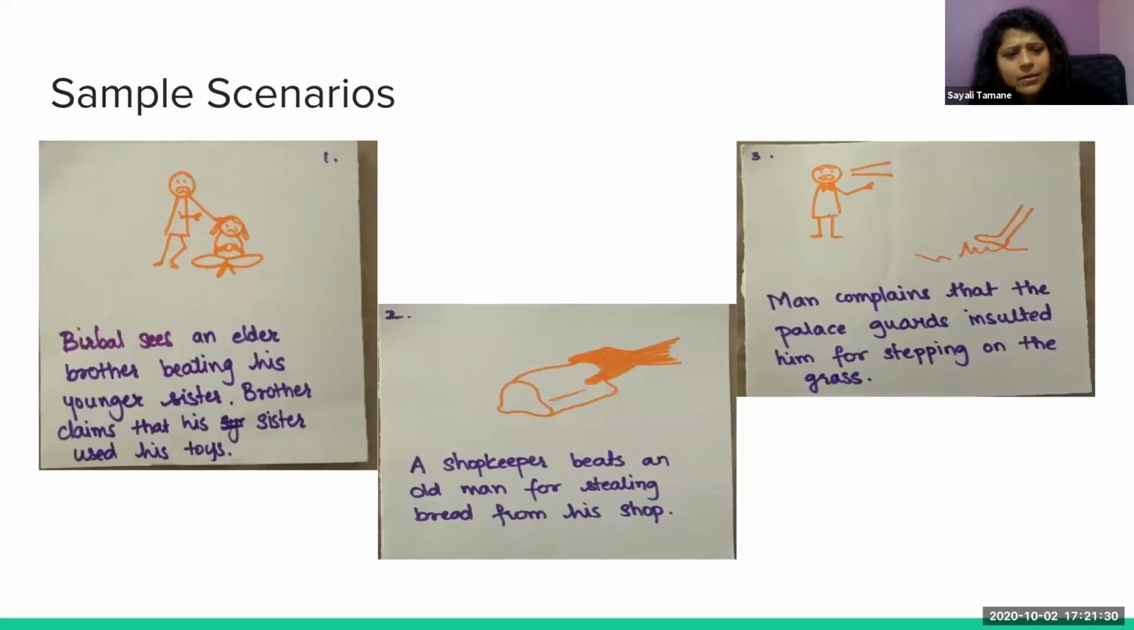And these are some of the scenarios that we thought of, like a very clear case where Birbal sees an elder brother beating his younger sister, and the brother claims that the sister used his toys. And then the player would be asked questions about this particular scenario: who is the perpetrator, why does she think it is a violent act or not a violent act, and compare it to her definition, and then see if there is a gap.